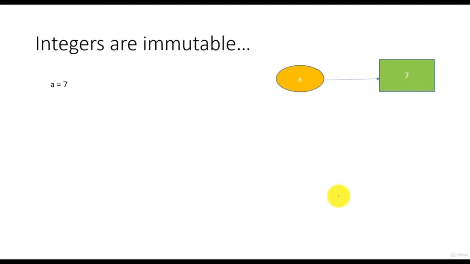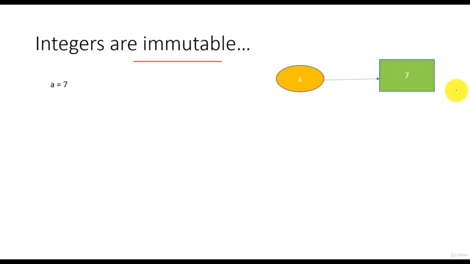The first concept is that the integers are immutable. By immutability, we mean that once an integer variable is assigned some value, it cannot be modified. It does not mean the value of the variable cannot be changed. It just means that the value contained in the memory block to which the variable is pointing to cannot be modified. Do not worry if it is not clear as of now.